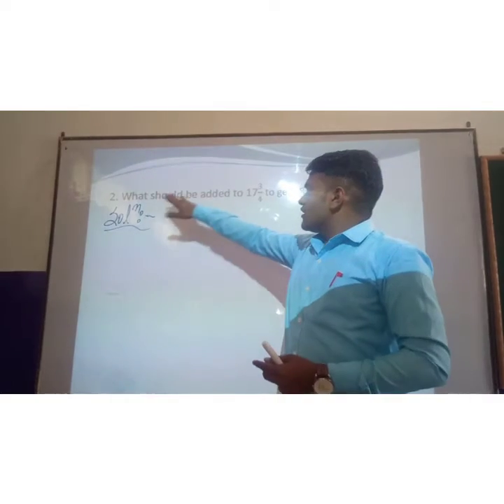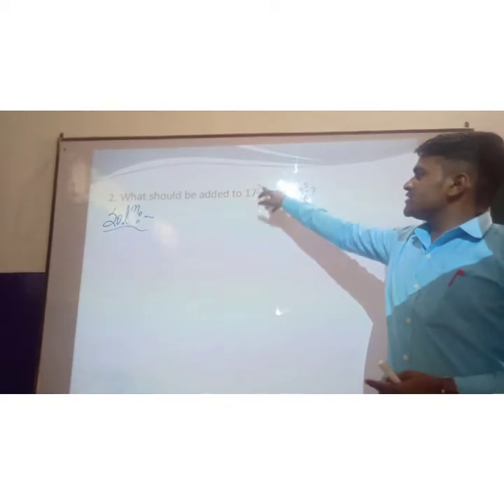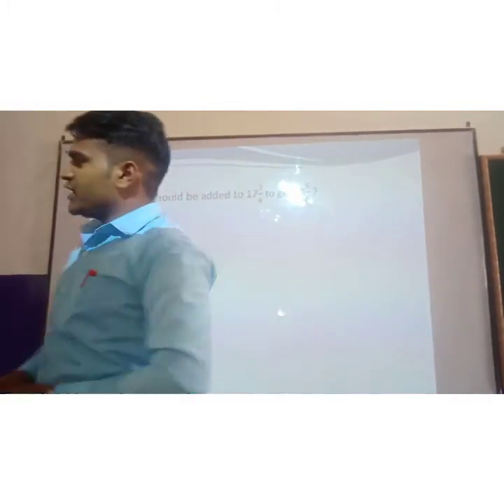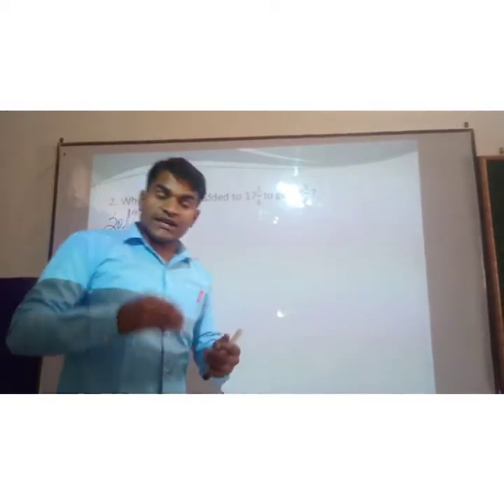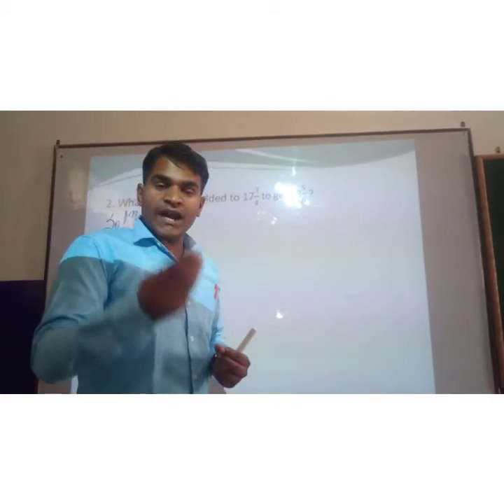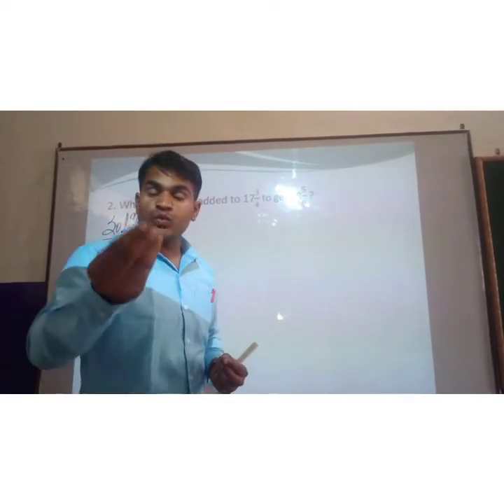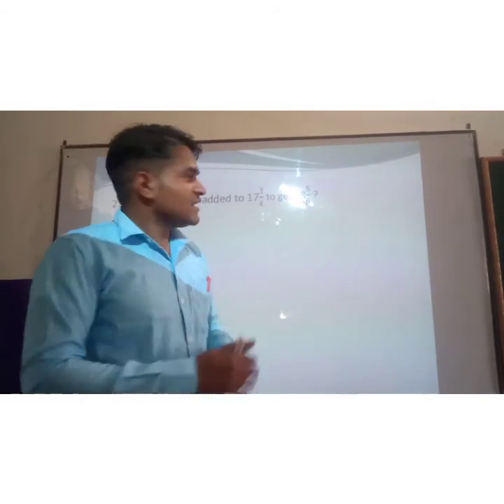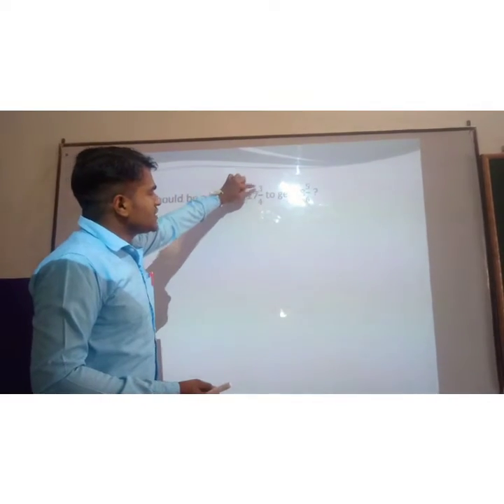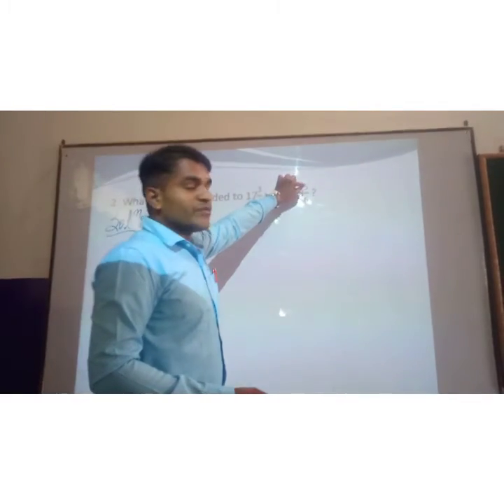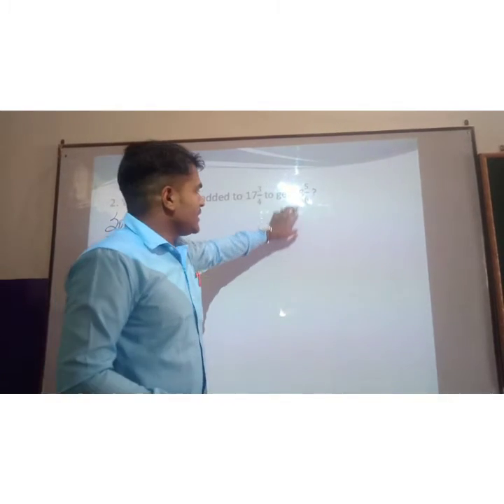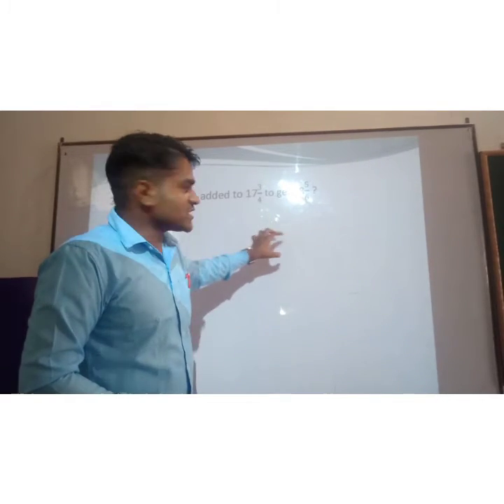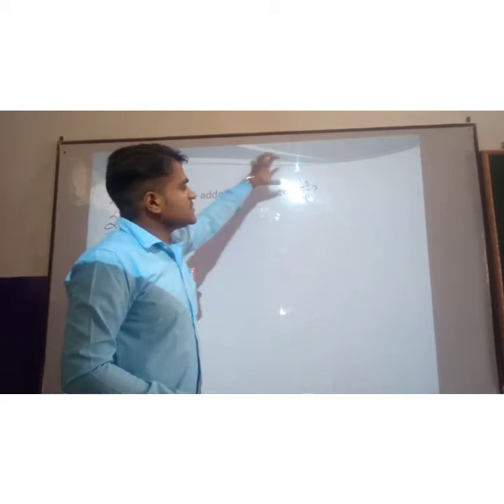Next question is given there. What should be added to 17 complete 3 upon 4 to get 18 complete 5 upon 6? Suppose the question is a simple example: what should we add to 6 to get 10? We do 10 minus 6, 4, that is the answer. Like that, the required number will be 18 complete 5 upon 6 minus 17 complete 3 upon 4. We will subtract the first mixed fraction from the second mixed fraction.